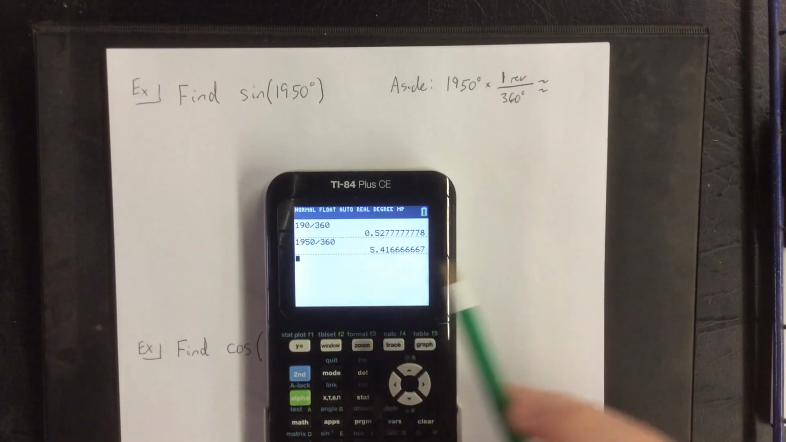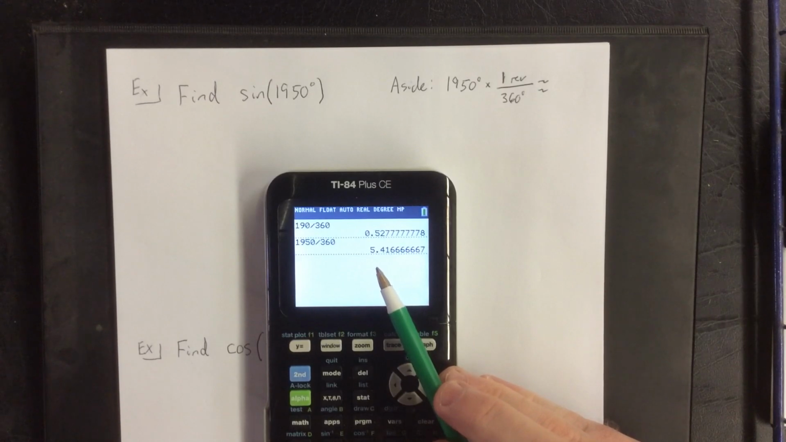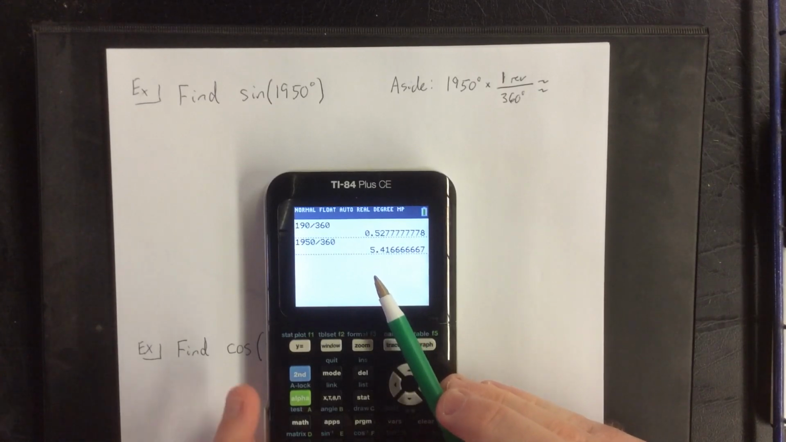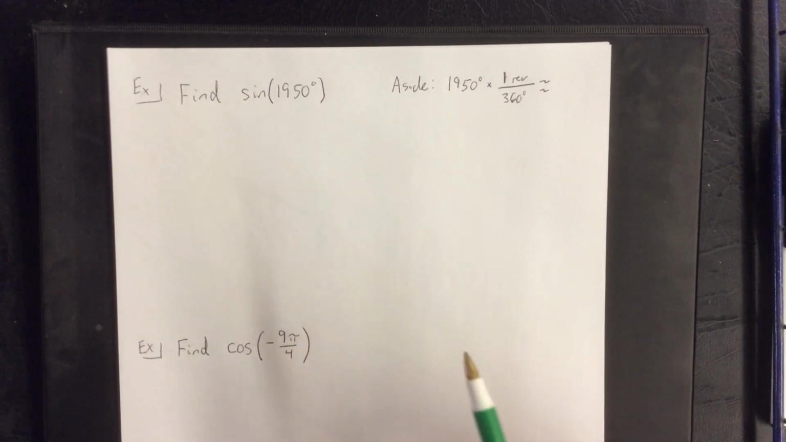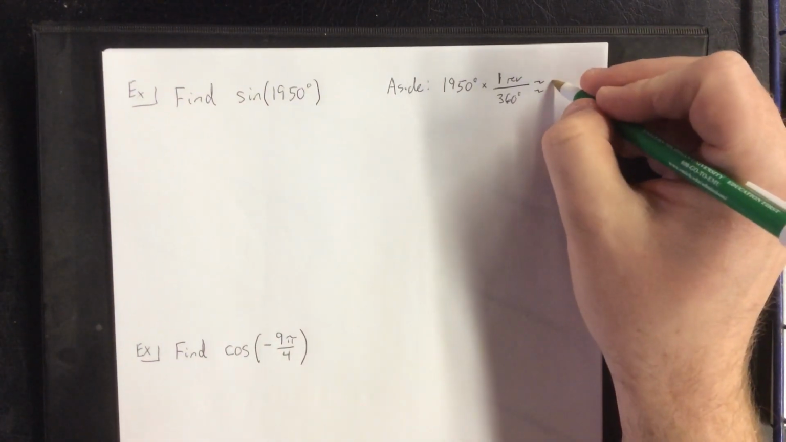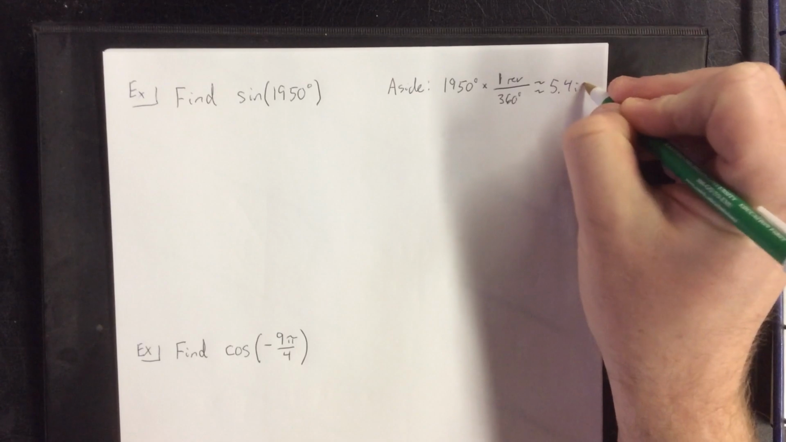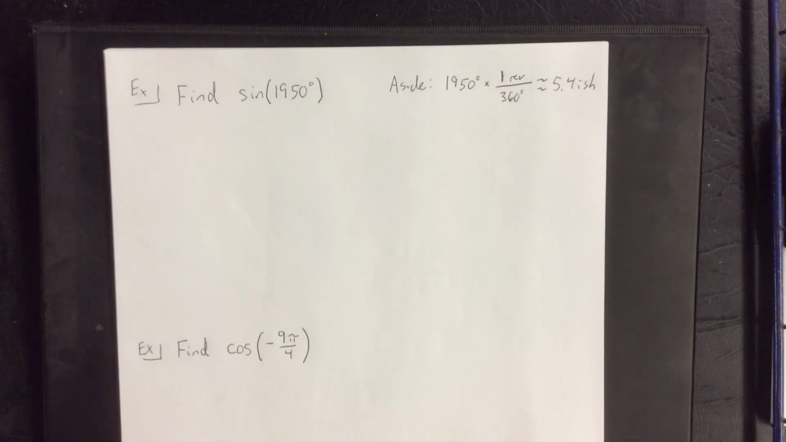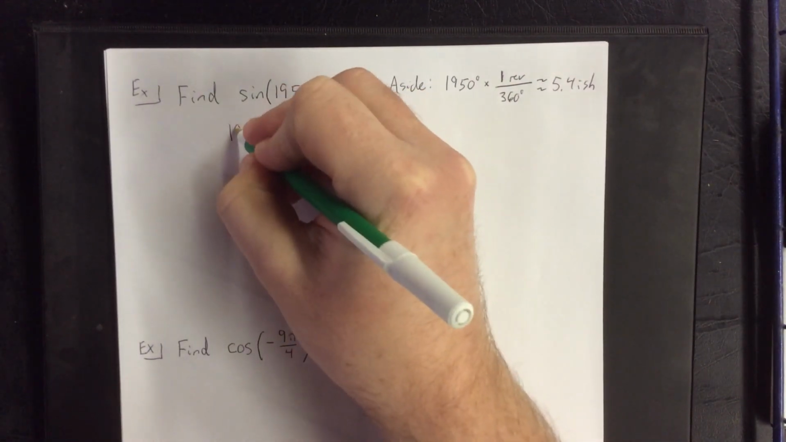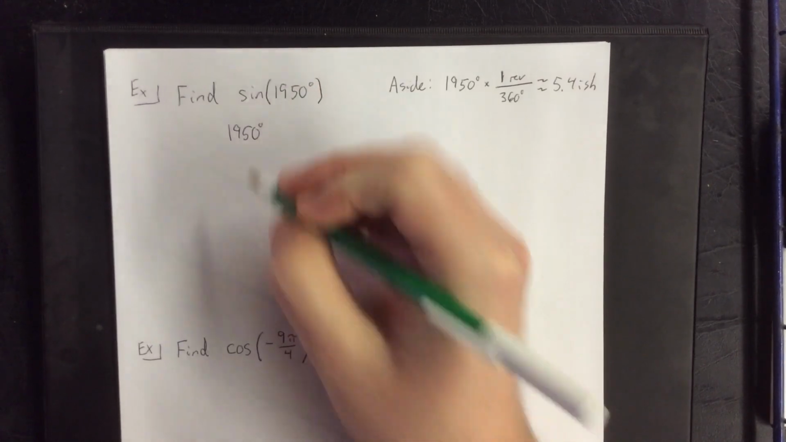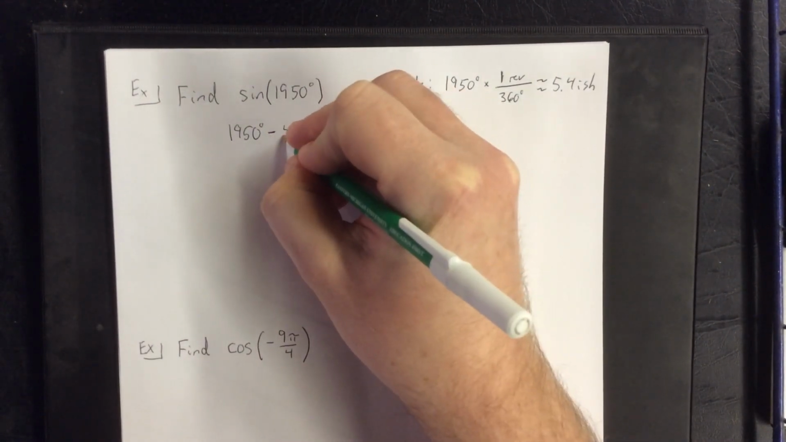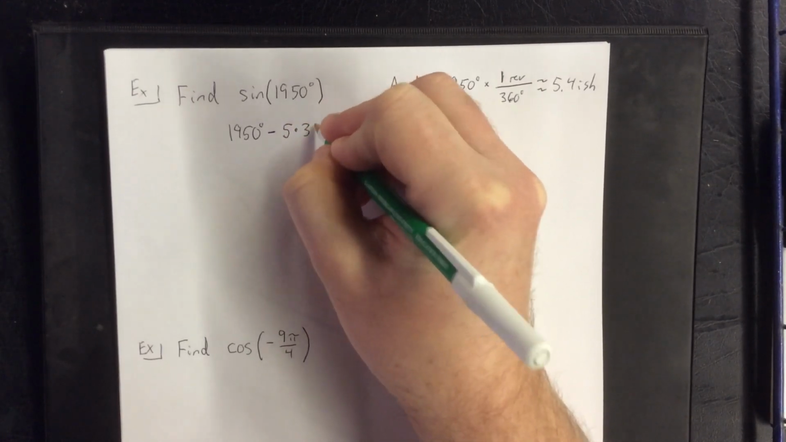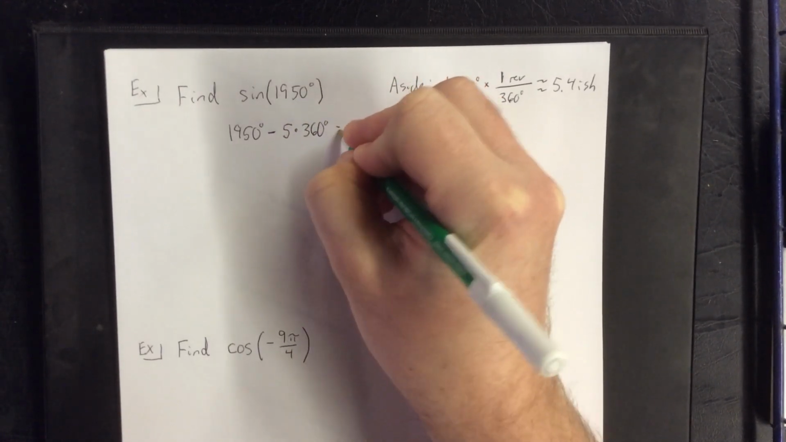1950 divided by 360 lets me know that it's between 5 and 6 full revolutions. I'm interested in an angle that's between 0 and 1 full revolution. So it's 5.4-ish. What I'm going to do is take my 1950 degrees and subtract 5 full revolutions. The way that I do so is say 5 times a full revolution in terms of degrees.